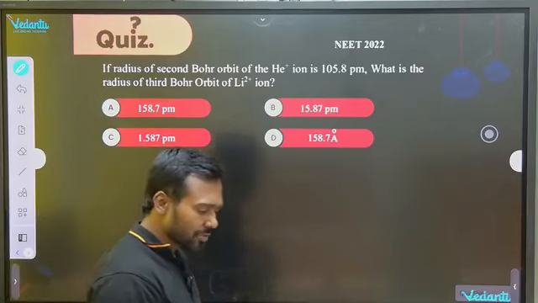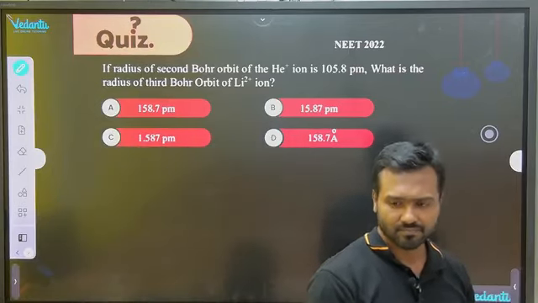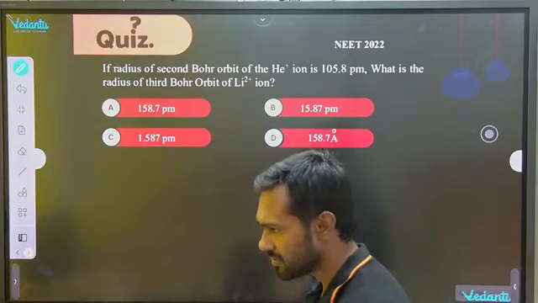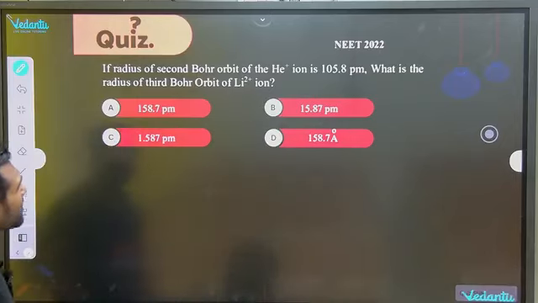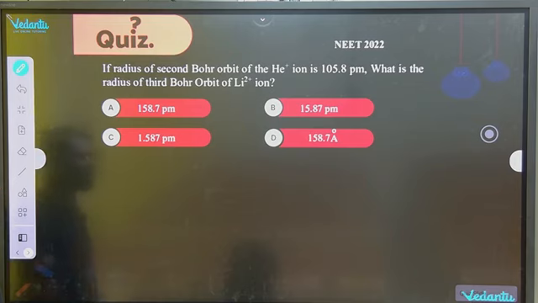This is NEET 2022 question. If the radius of second Bohr orbit of the helium plus ion, that is second orbit, is given as 105.8 picometers.